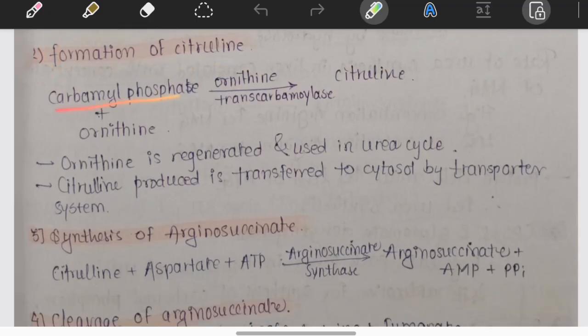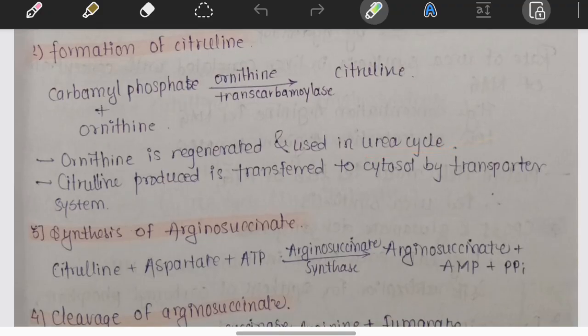The first reaction is over; second is the formation of citrulline. Here carbamyl phosphate plus ornithine forms citrulline with the enzyme ornithine transcarbamylase. Hence, ornithine is regenerated and used in the urea cycle. And the citrulline produced is transferred to the cytosol by a transporter system.